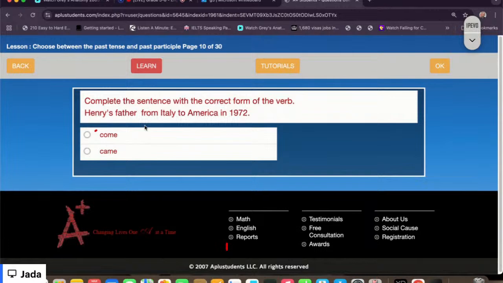So, Henry's father came from Italy to America in 1972, okay? I have dash many steaks, but this is by far the best. I have eaten or I have ate. What do you think?